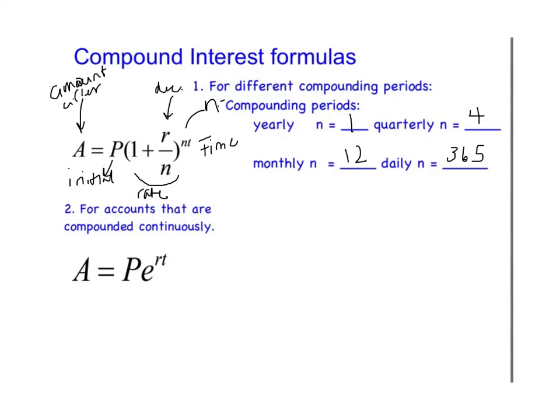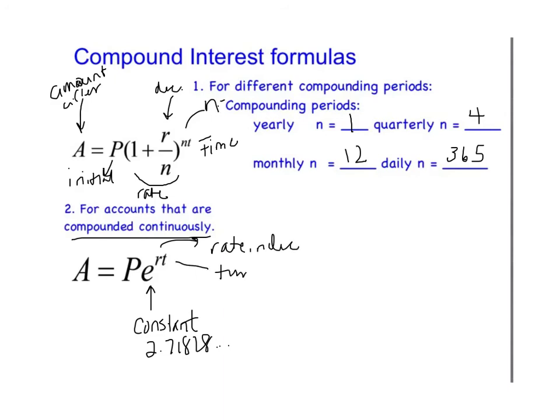If you go from 365 to something that is compounded continuously, then the base here is going to be E. And remember that E is a constant value. We just saw it on the previous page: 2.71828... Okay. R is still the rate in decimal. T is time. This is the amount after, and this is the initial amount. Principal is what they call it.